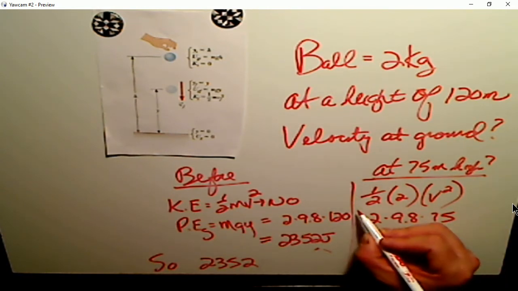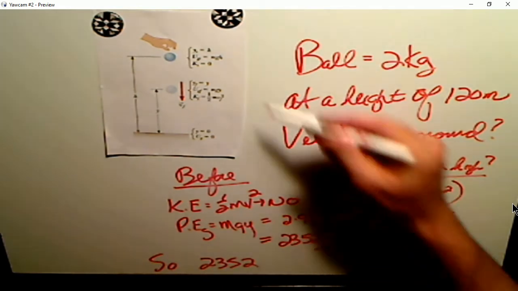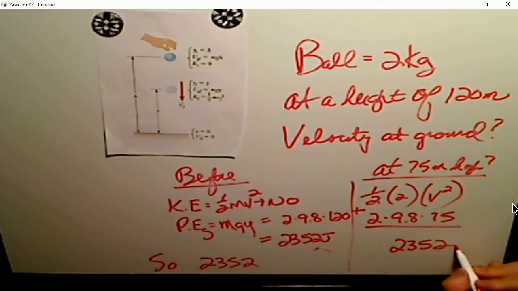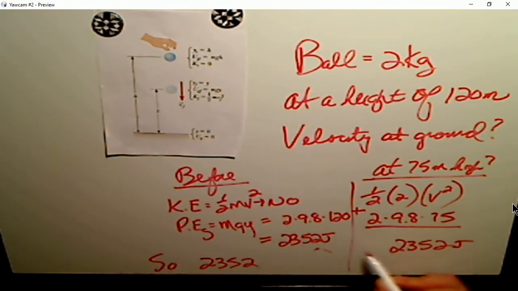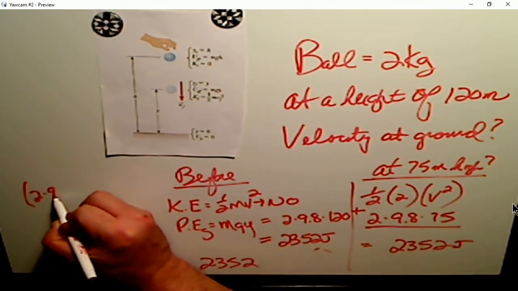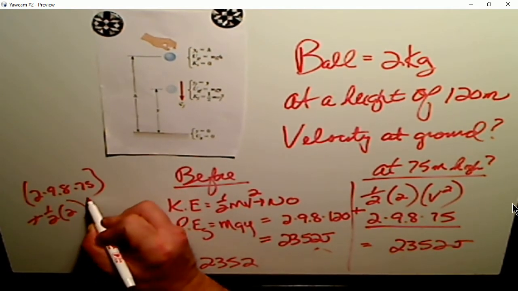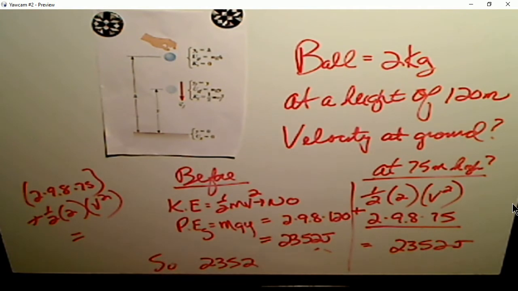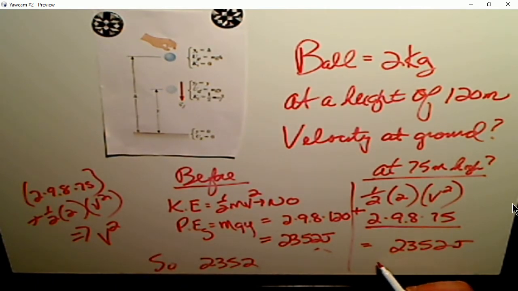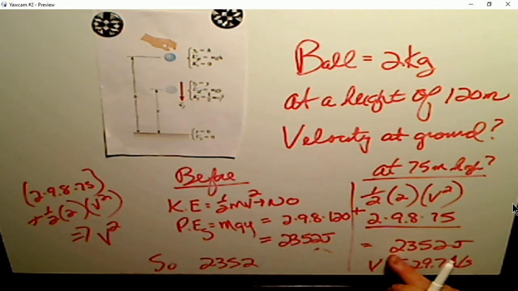But if I add those together, what do I have to equal? The energy of the system hasn't changed. At every point, it's going to be 2352. It has to equal 2352. So you have 2 times 9.8 times 75 plus 1/2 times 2 times velocity squared equals 2352, solving for velocity. You should get 29.7, or I should say velocity is 29.7.